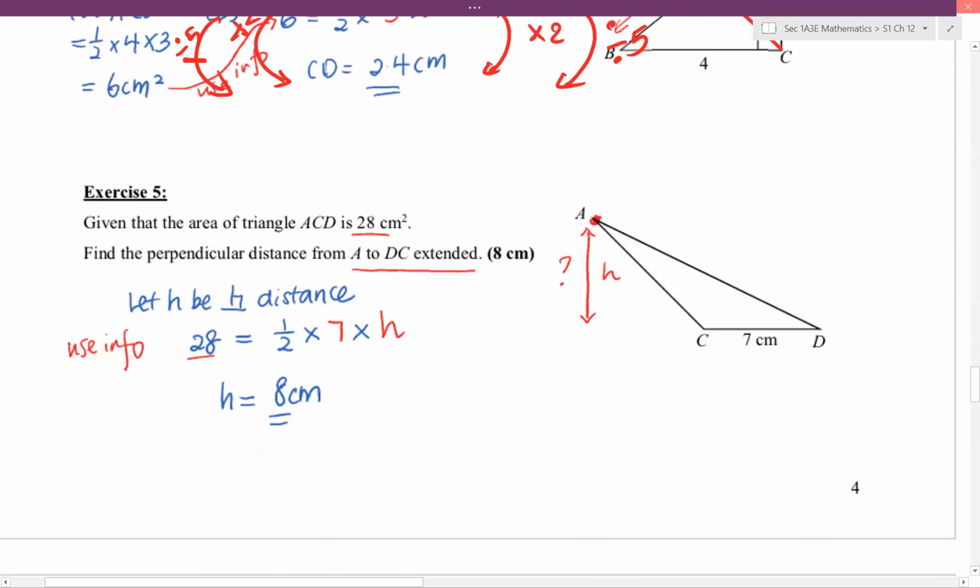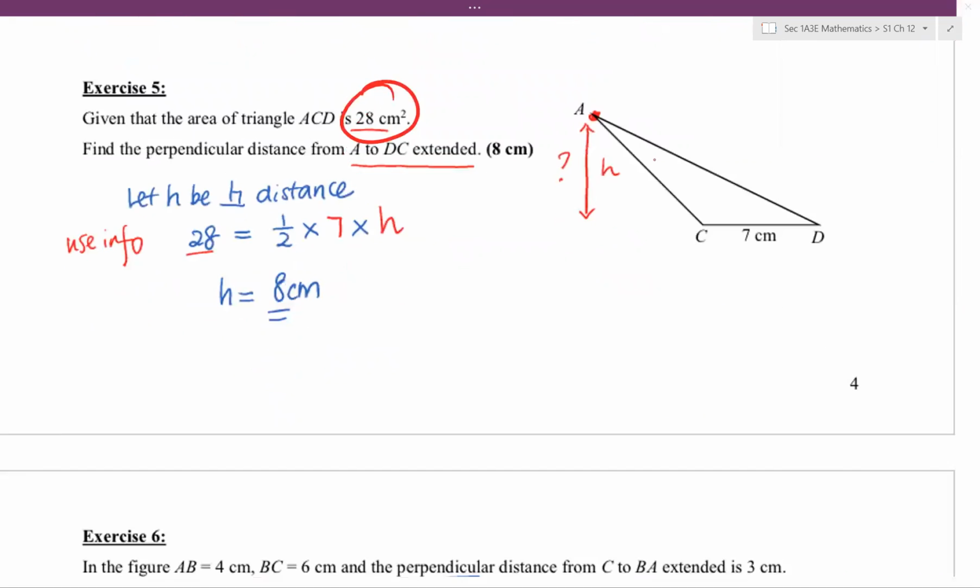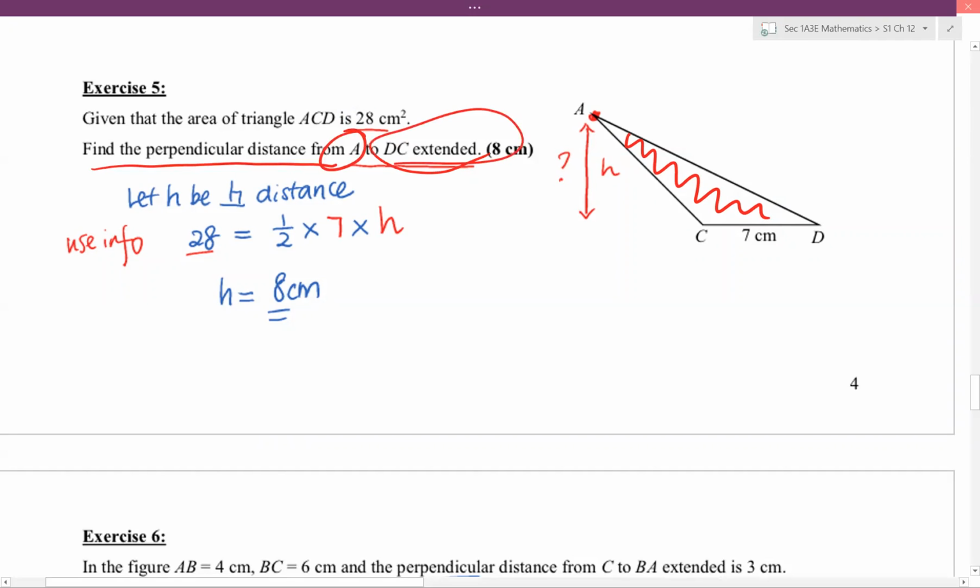And now exercise 5. It is the same type of question again, but this time they didn't require you to find the area. They already gave it to you, 28 square centimeters. But you need to learn how to understand what this phrase means: find the perpendicular distance from A. Perpendicular distance from A to what? To DC extended.